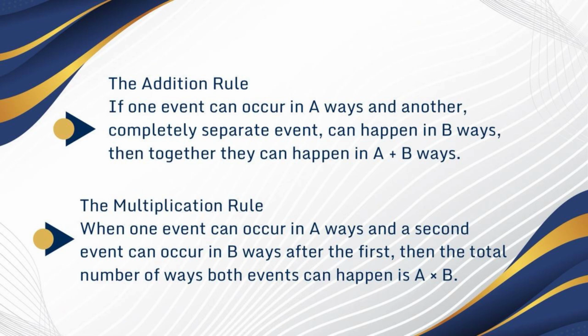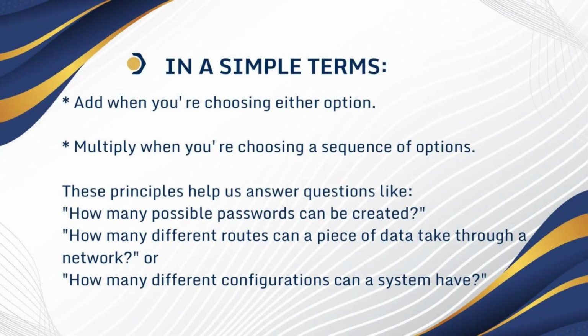The multiplication rule: when one event can occur in A ways and a second event can occur in B ways after the first, then the total number of ways both events can happen is A times B. In simple terms, add when you're choosing either option. Multiply when you're choosing a sequence of options.